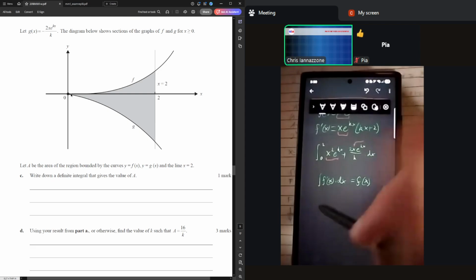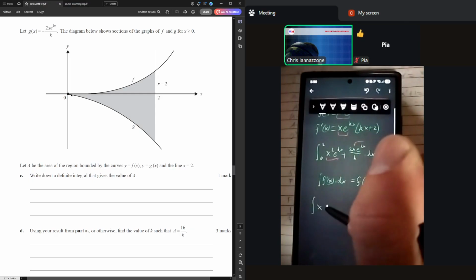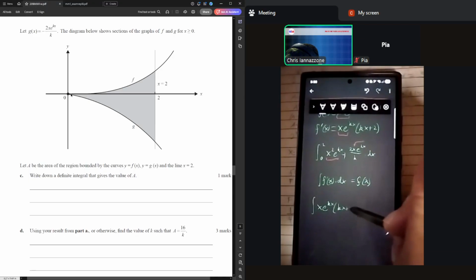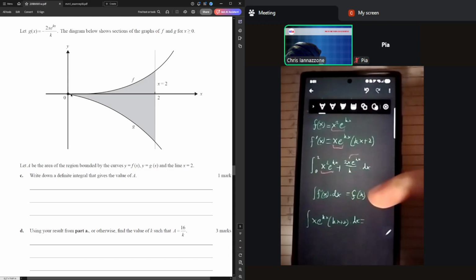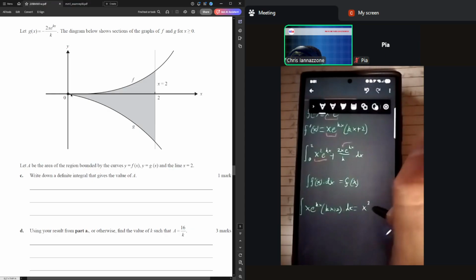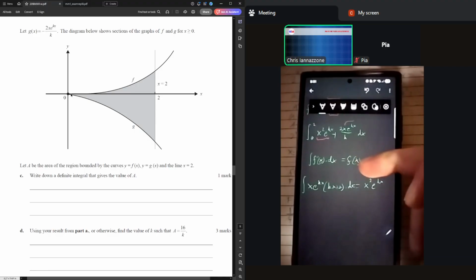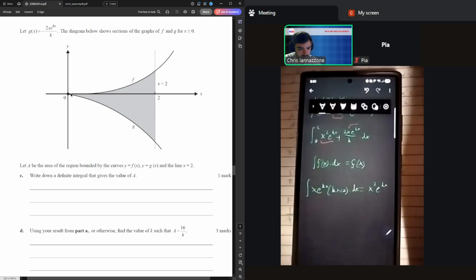Cool. So let's do that. The integral of f dash, so the integral of x ekx bracket kx plus 2, is equal to x squared ekx. Awesome. So we want to try and make this integral look a lot more like this one. What are some steps we could take to make that happen?